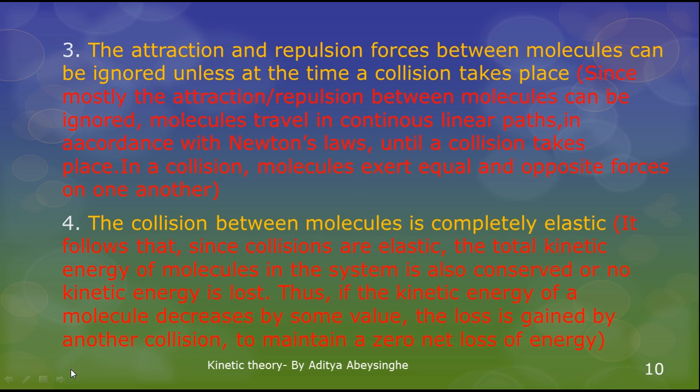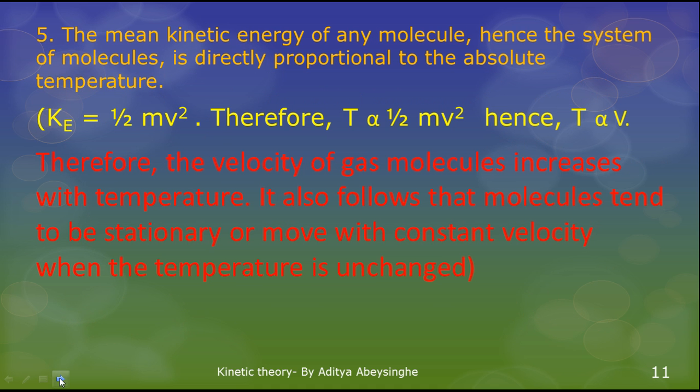So the last assumption is a direct relationship between the kinetic energy of a gas and the absolute temperature. We say that the mean kinetic energy of any molecule, hence the system of molecules, is directly proportional to the absolute temperature. Now you know that when we increase the temperature of a system, we increase the velocity. I'll explain that in another video, right? So in this video I explained the assumptions, and I'll explain the behavior of these molecules depending upon the assumptions we built up in another video.